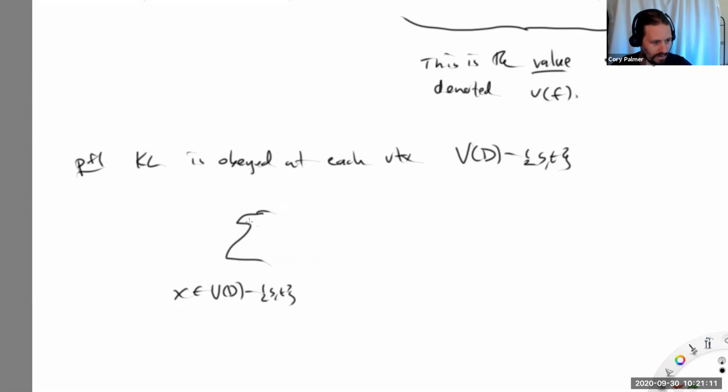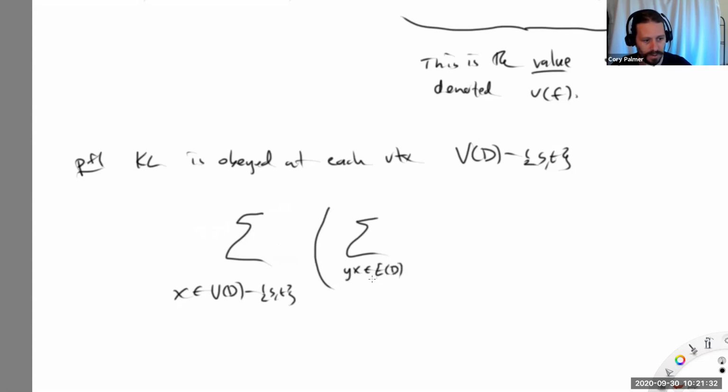Okay, let me write it out a little differently. So I sum over every such vertex X, and I compute the flow into X and subtract from it the flow out of X. Okay, so every arc YX.